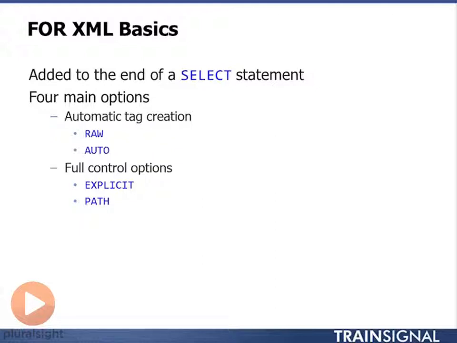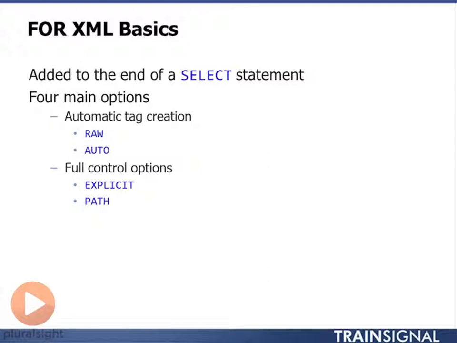It's going to be added to the end of our select statement, and we're going to notice that there are four main options. The first two, RAW and AUTO, are to a certain extent automatic based on the format and the structure of our query. The nice part about both RAW and AUTO is the fact that it's very easy for us to add that onto an existing select statement. But you're going to notice that what we gain in ease of use, we lose in flexibility and power.